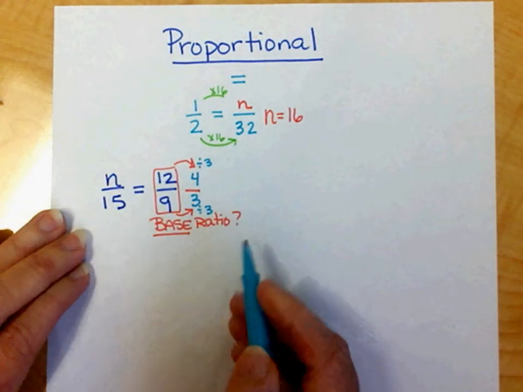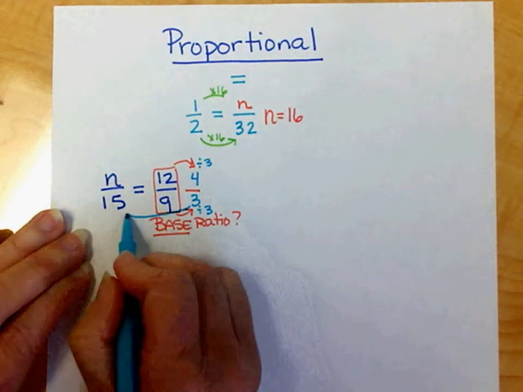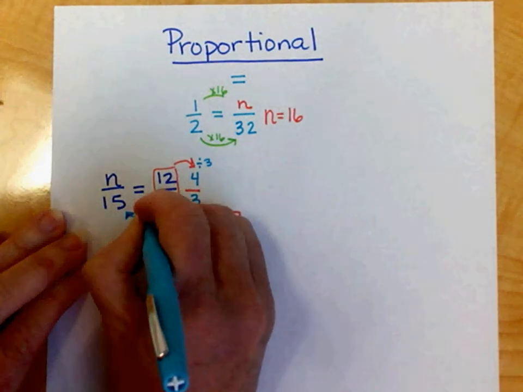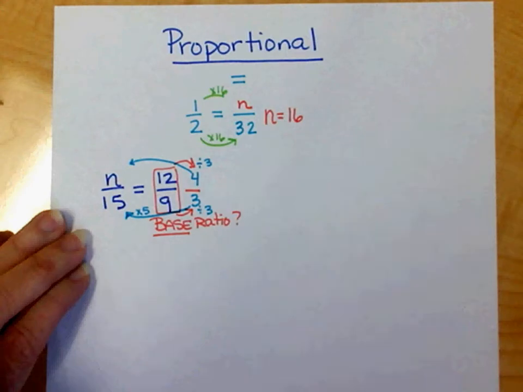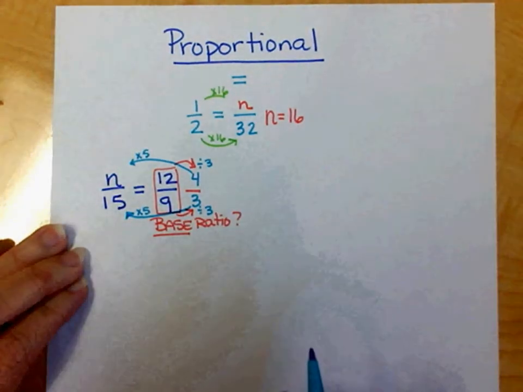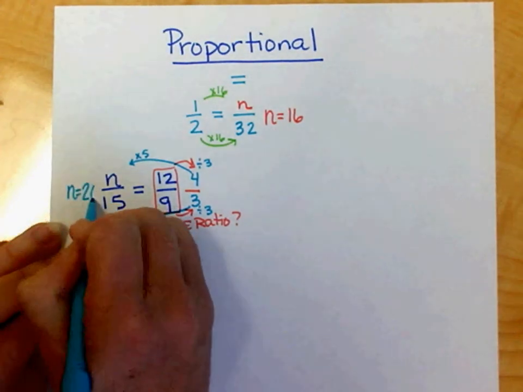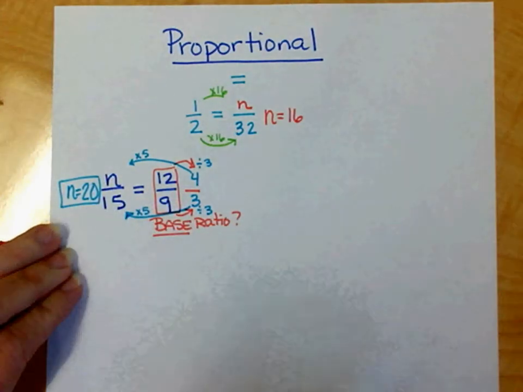Can I use this base ratio now to go back to 15? And that would be times 5. If I multiply by 5 on the bottom, I multiply by 5 on the top, and n will be equal to the number 20. And we have made this relationship proportional. In other words, equal to one another.